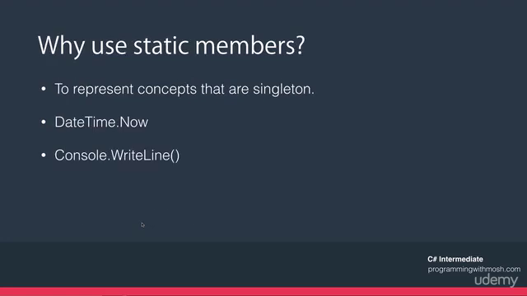Now you may wonder, why do we use static members? Basically, we use them to represent concepts that are singleton. That means we should have only one instance of that concept in memory. Think of the concept of the current date time. We should have only one place in memory where we know the current date time. It doesn't make sense to have different objects, each telling us that current date time is a different value. Another example is Console.WriteLine. When we run a console application, basically we have only one console, and that's why the Console class and all its members are defined as static.